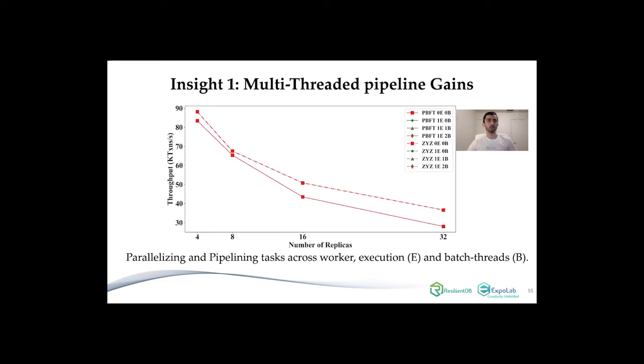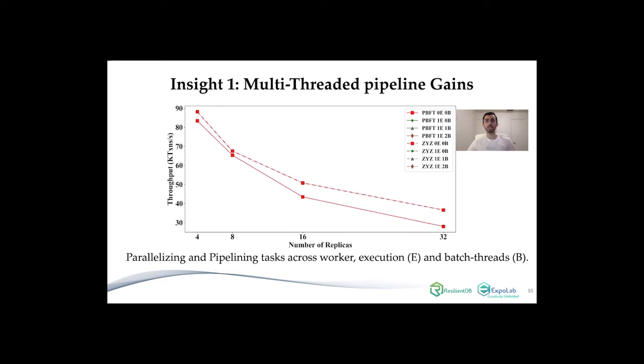So from now on, we are going to investigate different insights on designing a blockchain system. The first one would be comparing multi-threaded pipeline games with single-threaded ones. We are going to compare two different protocols called PBFT and ZZiva. As I explained before, ZZiva has just one round of linear communication. However, PBFT has two rounds of n-squared communication with one round of linear communication.